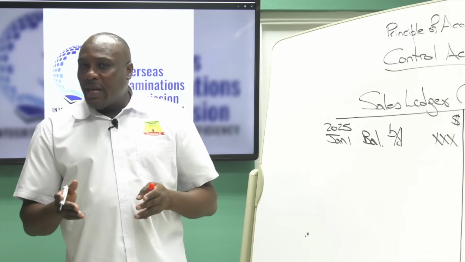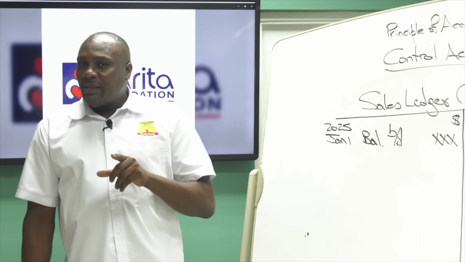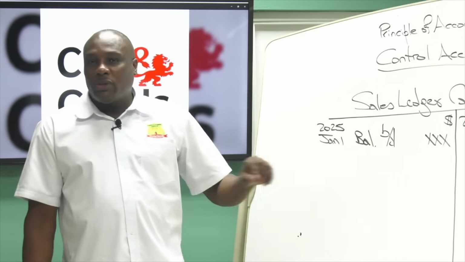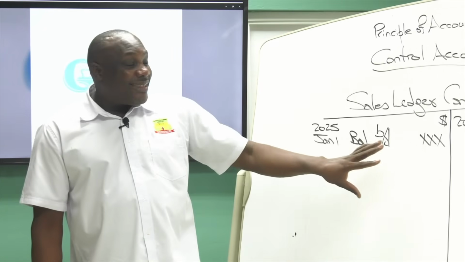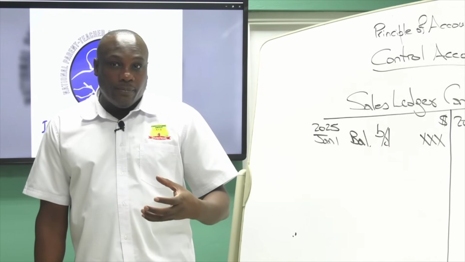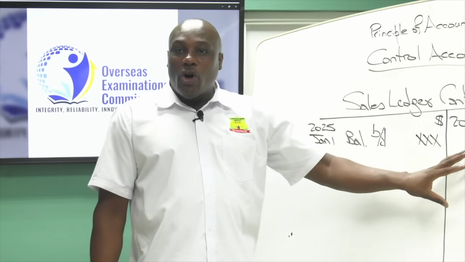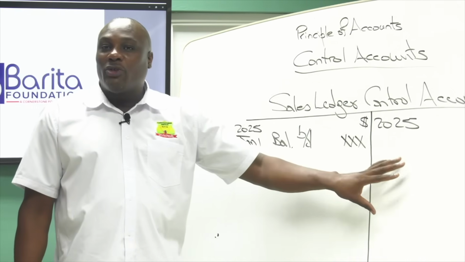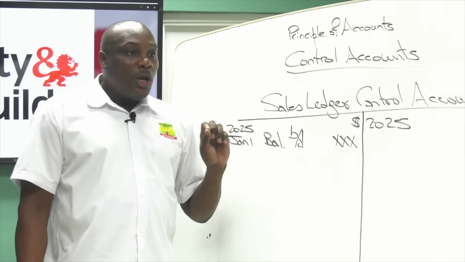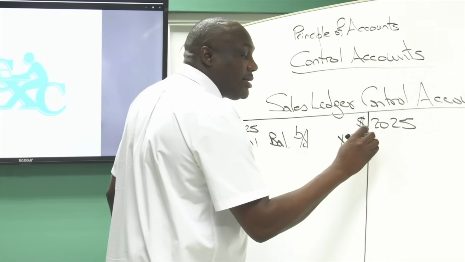Now, another thing that you're going to notice regarding your exam, student, is that if the examiner is going to talk about two balances for the sales ledger control account, you're going to realize that the debit balance is always a larger sum, because that's the norm. And the credit balance, which is not the norm, will be minimal compared to the debit balance. Is that understood? Now, let me go now to record the credit balance.